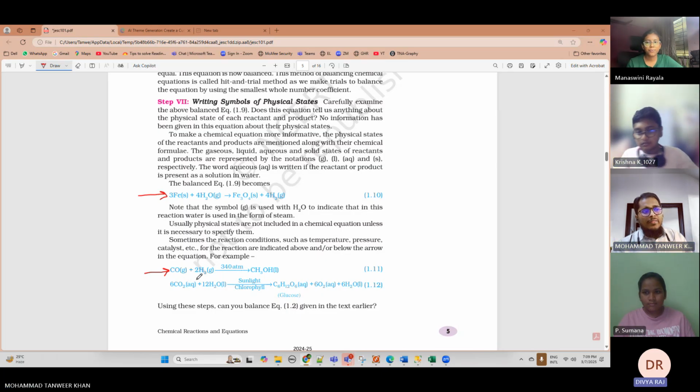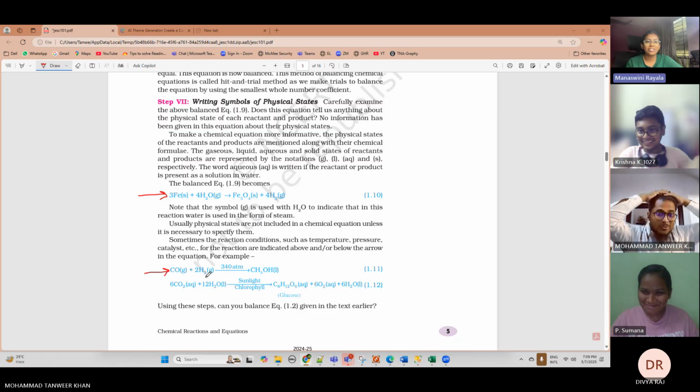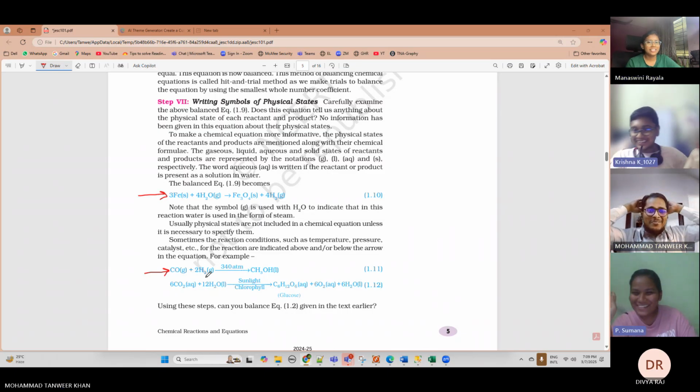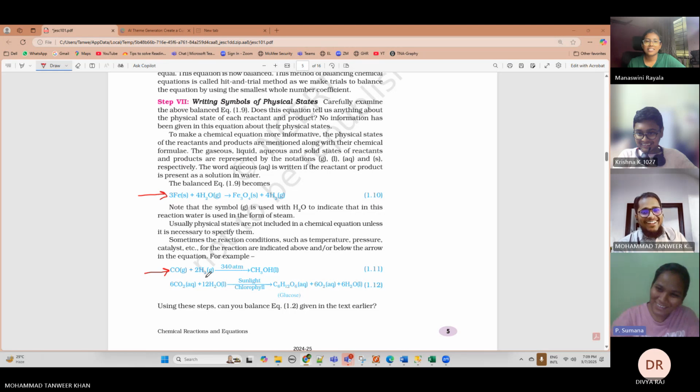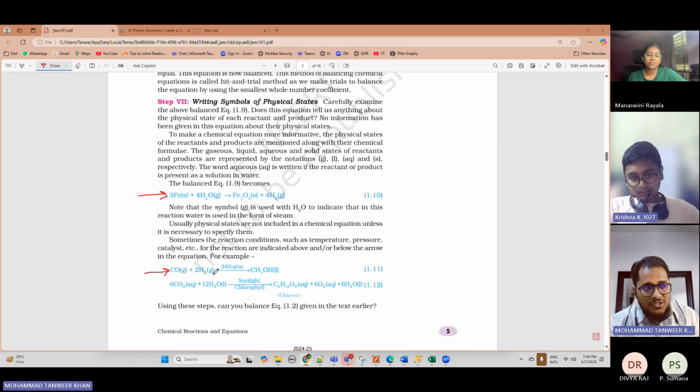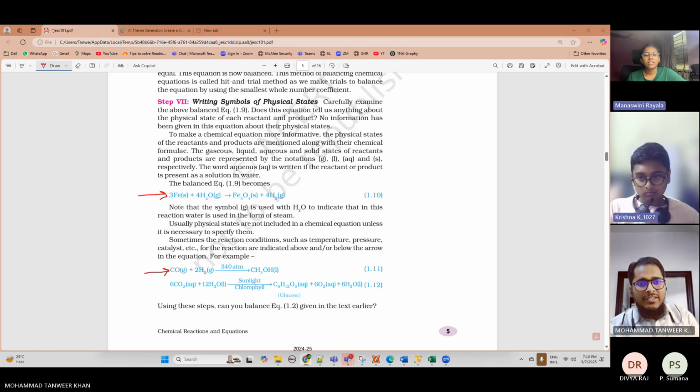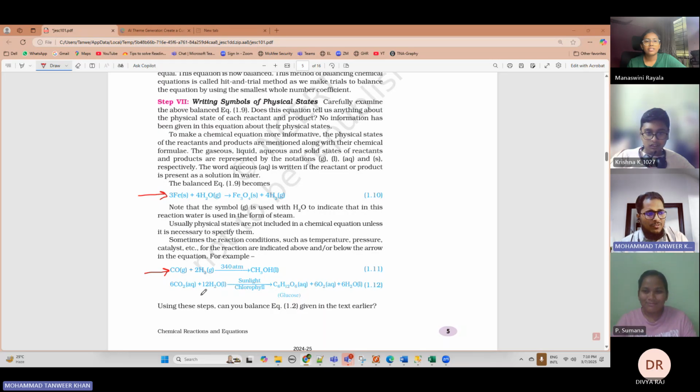Then we have written H2. What is H2? Hydrogen. Who told oxygen? H2 is hydrogen. Don't make this mistake. This is G. G means which form? Gaseous state, or the gaseous form. And then after the arrow, on the right hand side, what have we written? CH3OH. Very good, Krishna. This is two, no? This is two.